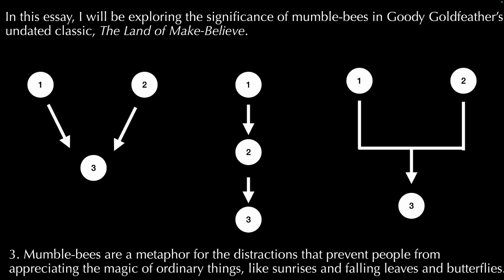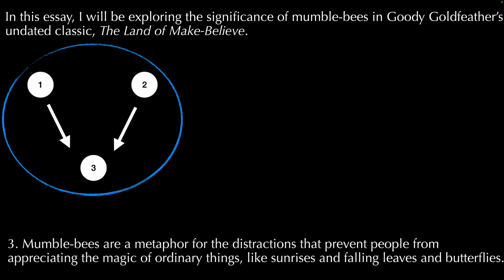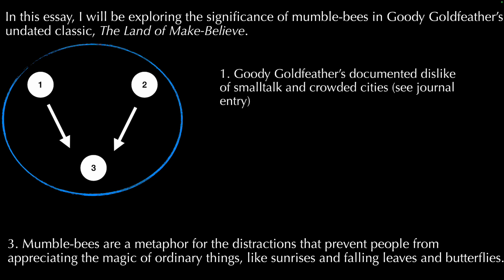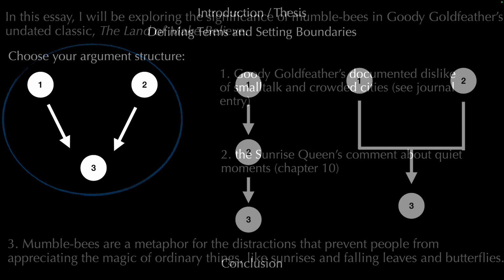Now that everything has been set up, May Mieke is going to build her own argument regarding what the mumblebees mean, and why, and how. It probably won't take very long, to be honest, and she will likely use one of these syllogisms. This one. The major premise might be Goody Goldfeather's documented dislike of small talk in crowded cities, supported by a journal entry. The minor premise could be the Sunrise Queen's comment about quiet moments from Chapter 10 that echoes the journal entry. And lo and behold, the paper is complete. So much for Miss McKay and her mumblebees.